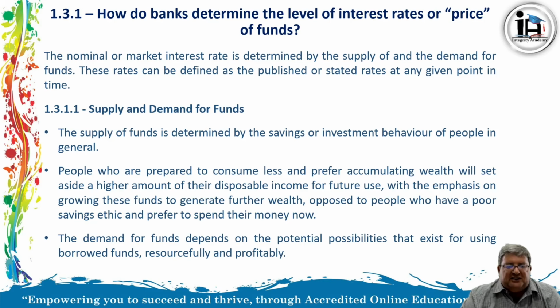The supply of funds is determined by the savings or investment behavior of people in general. People who are prepared to consume less and prefer accumulating wealth will set aside a higher amount of their disposable income for future use, with the emphasis on growing these funds to generate further wealth, as opposed to people who have a poor savings ethic and prefer to spend their money now.